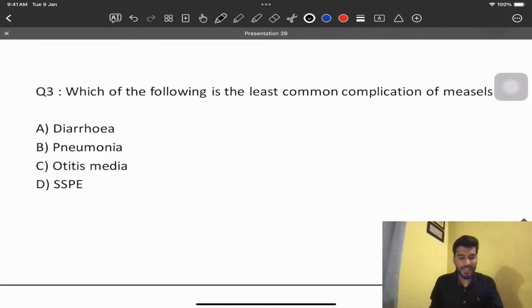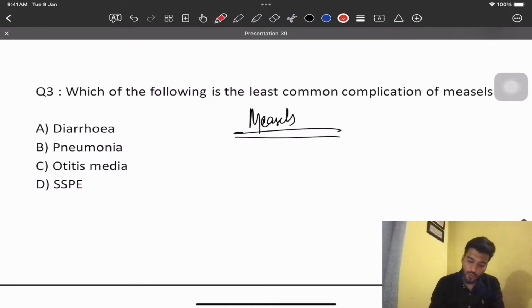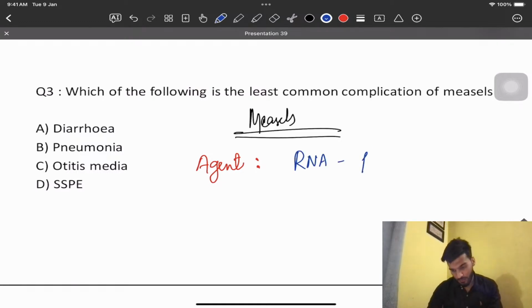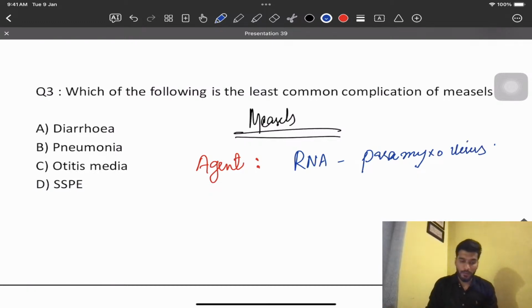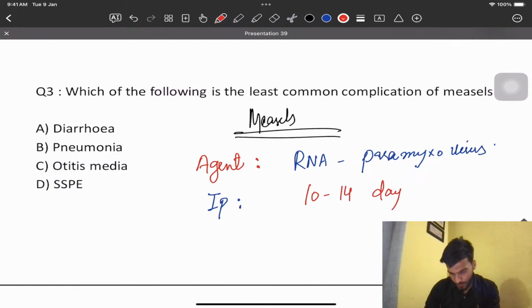Which of the following is the least complication of measles? So let's discuss the measles, guys, very important. If I talk about the agent of measles, the agent is RNA paramyxovirus. If I talk about the incubation period of measles, it's 10 to 14 days.